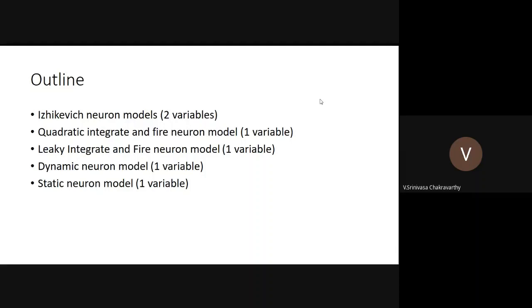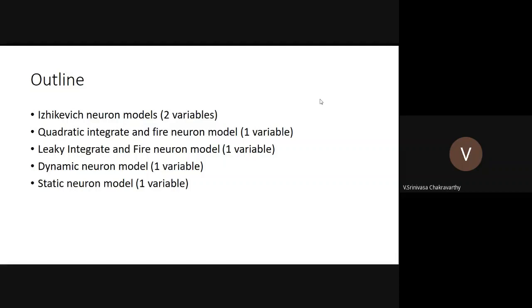So now in this class we'll explore if you can combine all those common features and create some kind of a standard or a canonical model. That was proposed by Eugene Izhikevich, so we'll call them Izhikevich neuron models. They have two variables, so we'll define that very shortly.